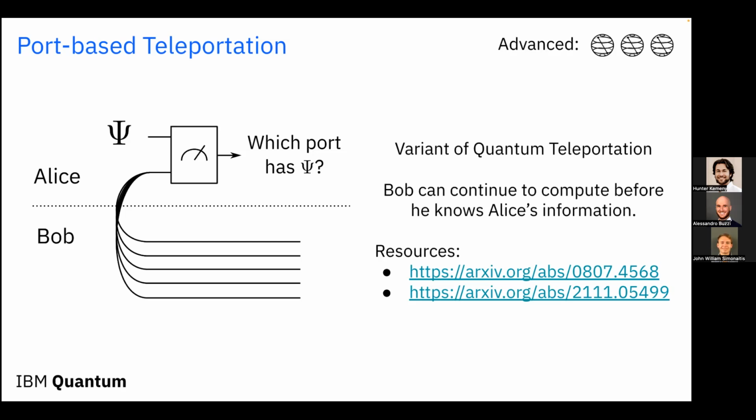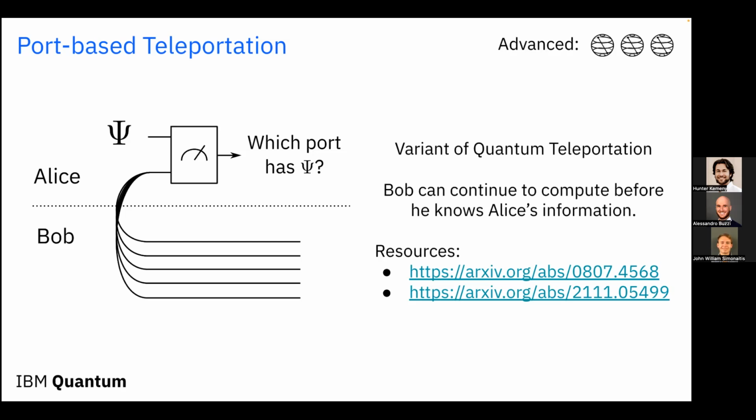It involves a different kind of entangled resource state that, as you can see here, has a bunch of ports on Bob's side. And the information that Alice tells him is not how to correct the state on his side, but simply which port contains the quantum state that she wanted to teleport to him. So I think this is a really clever idea. It involves a clever construction of the underlying resource state.